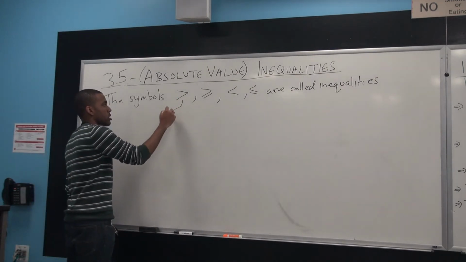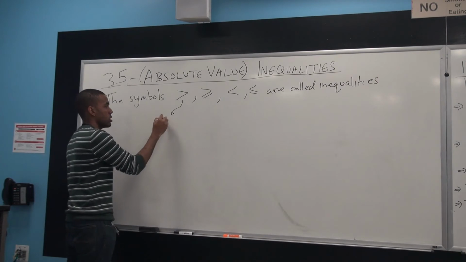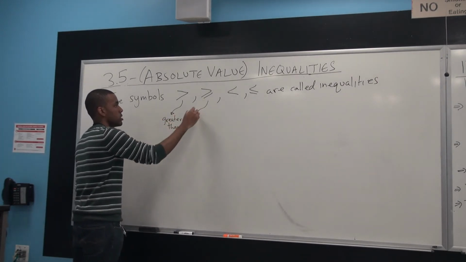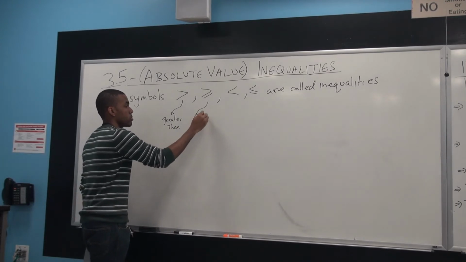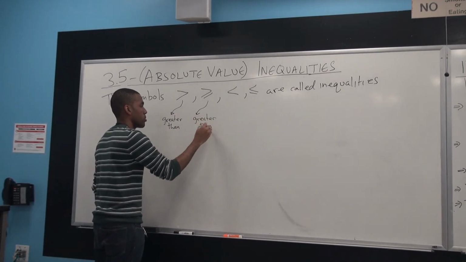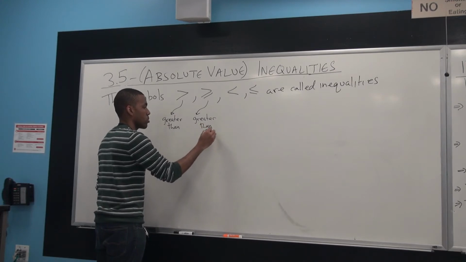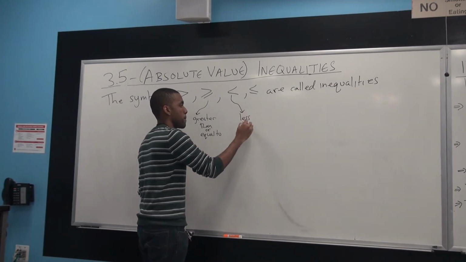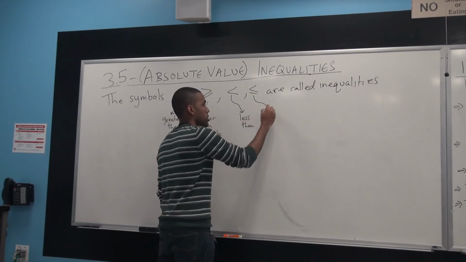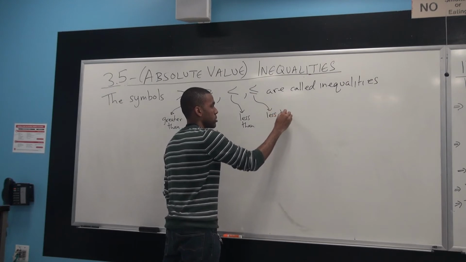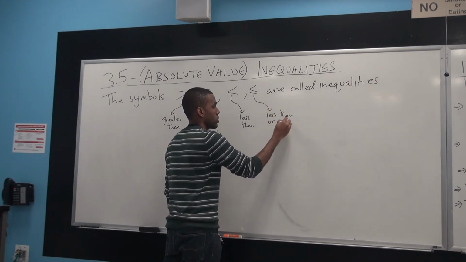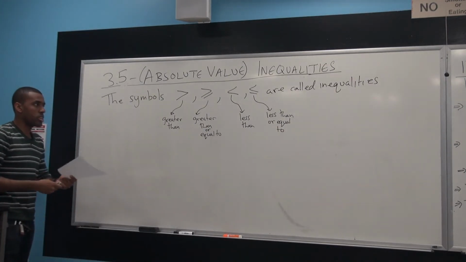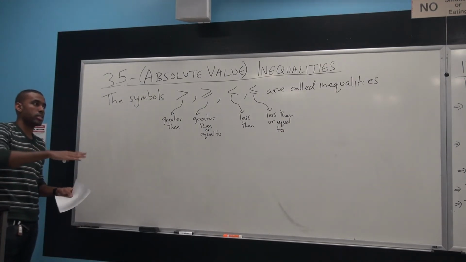Do you remember what this is called? This is greater than. This is greater than or equal to. This is less than. And this is less than or equal to. That's sort of how you think about it. So you use these when things aren't exactly equal. One can be less than the other.